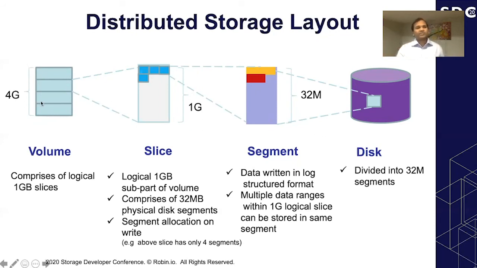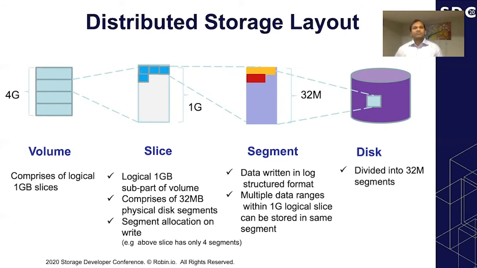Every disk is divided into multiple 32 MB segments, and when a write comes from the volume, it figures out where the slice is. A slice can be coming from any other node, and each node will determine if there is already an existing segment to write this data. Otherwise, it will create a new segment. Each segment has an identification, like which snapshot it belongs to.